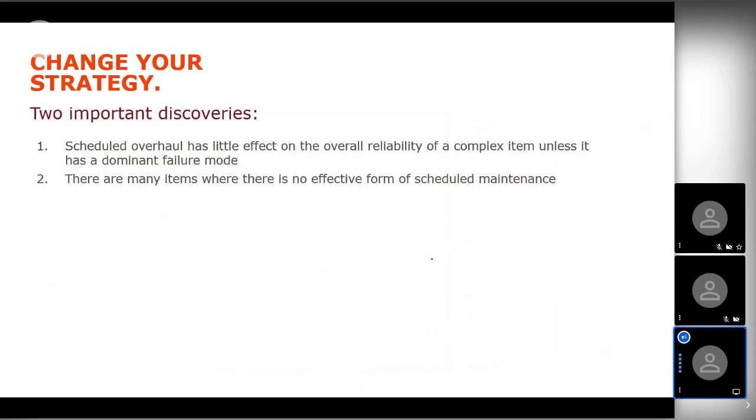And there's a lot of items where no form of scheduled maintenance will help. Think about your business again, and I'm going to bet that most of your maintenance is planned maintenance, because we like to feel comfortable that we're going to do maintenance to prevent failures. But if 89% of equipment in this study actually had no, what we call, end of life, why are we scheduling an overhaul at the end of its life?